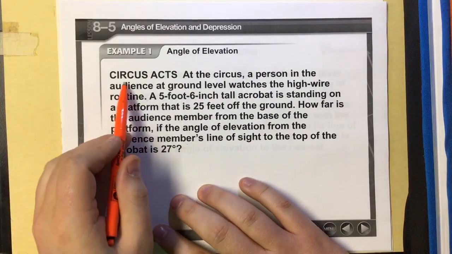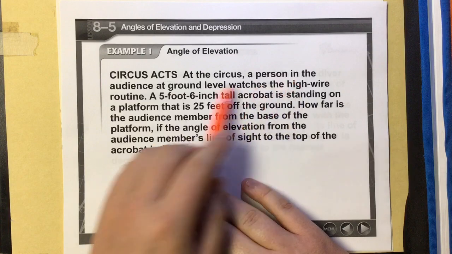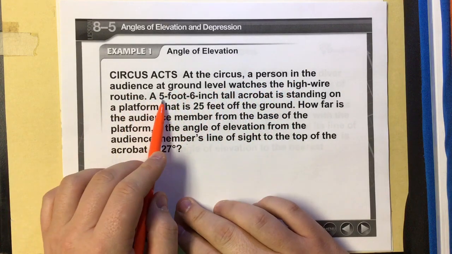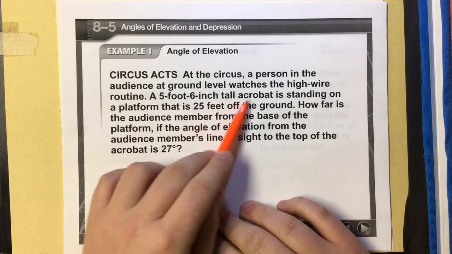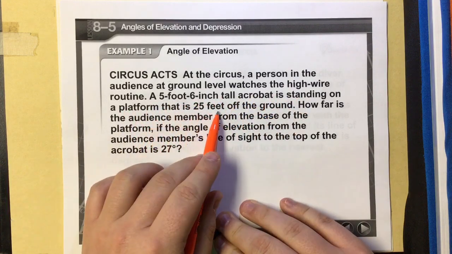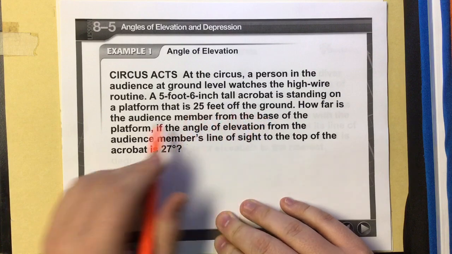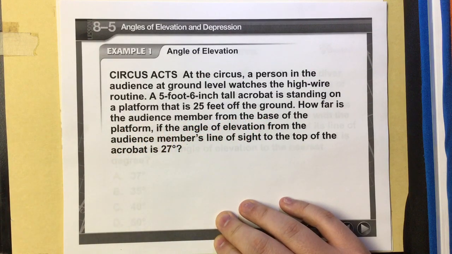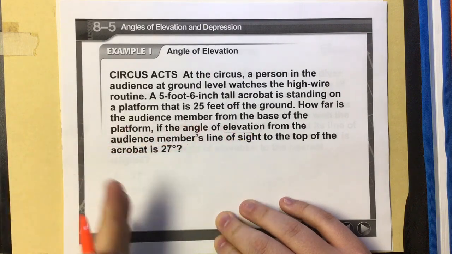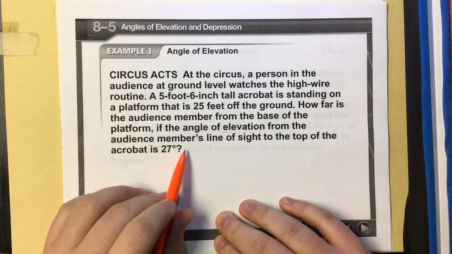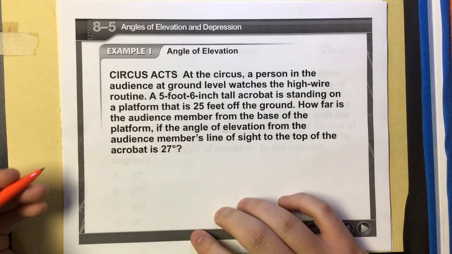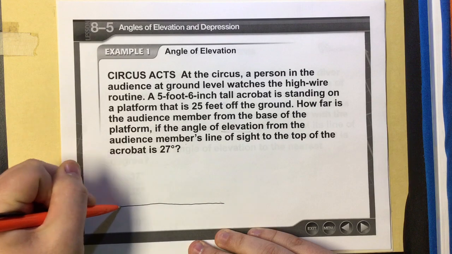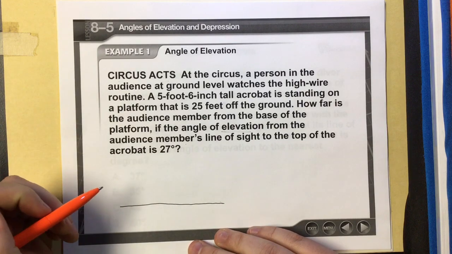So, here we have, at a circus, a person in the audience at ground level watches the high wire routine. A 5-foot 6-inch tall acrobat is standing on a platform that is 25 feet off the ground. How far is the audience member from the base of the platform, if the angle of elevation, that means an angle going upward from the audience member's line of sight to the top of the acrobat, is 27 degrees? So let's draw a little picture here. Here's the ground. Okay.